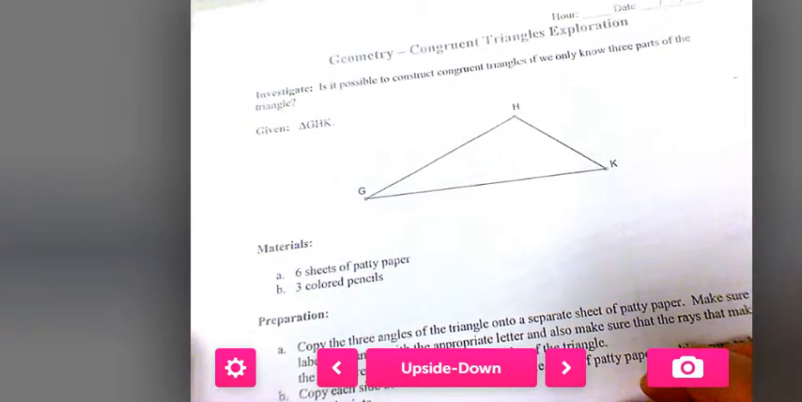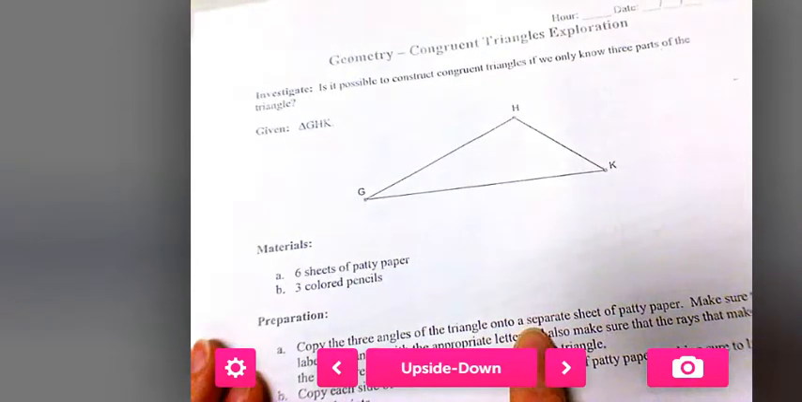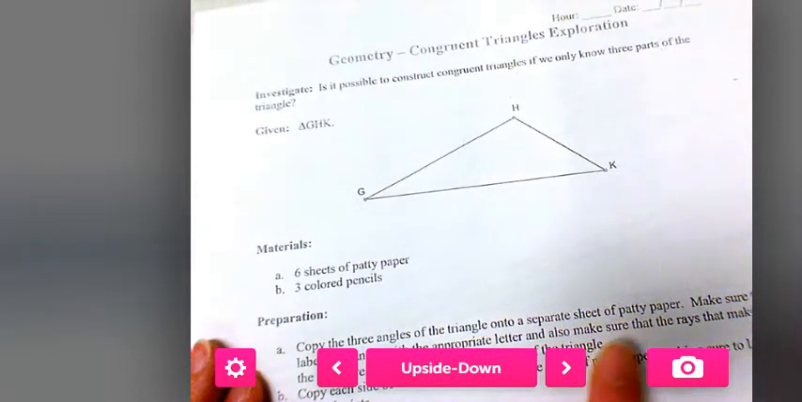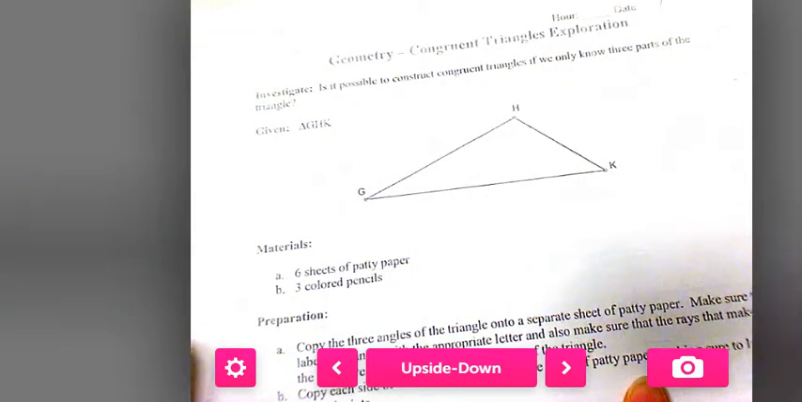But in order to do this, we need to copy the 3 angles of the triangles onto separate sheets of patty paper. Make sure to label each angle with appropriate letters. Okay? Also make sure the rays that make up the angle are longer than the original sides.